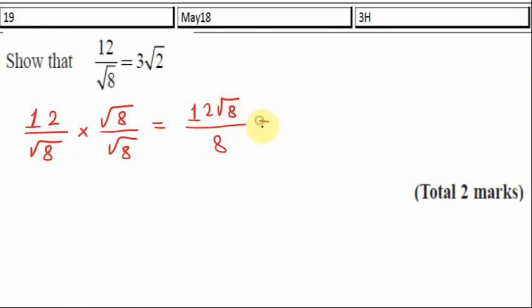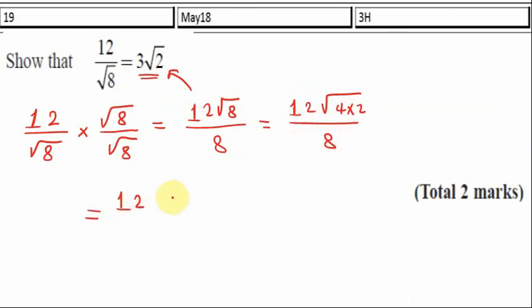Okay, we need to simplify more because we didn't get to the required answer. We need to find 3 root of 2. Here we need to find the value of root of 8. 8 is not a perfect square number, and we need to simplify more, so it's equal to 12 root 8. Instead of 8, I will write 4 times 2 over 8. So equals 12. Here, let's put this in brackets. Root of 4 is 2 root of 2 over 8.